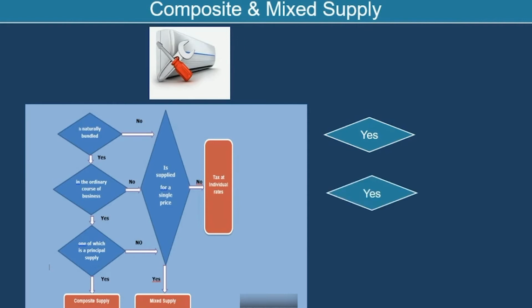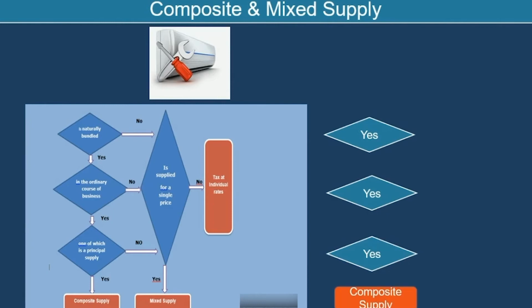So now we will move to the third checkbox, or the third condition: one of which is a principal supply. Now out of AC and installation charges, one is predominant, that is the supply of AC, because its value is almost more than 90%. So one of which is a principal supply. The answer to this question is also yes. Now all the conditions are satisfied, so we will say that the supply is a composite supply.